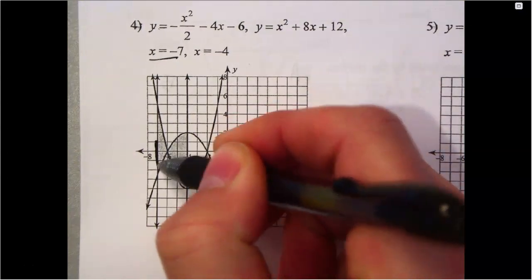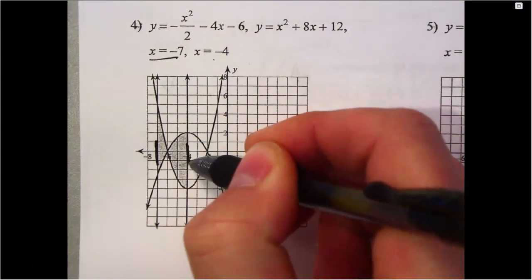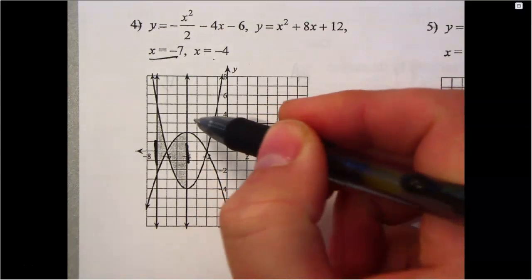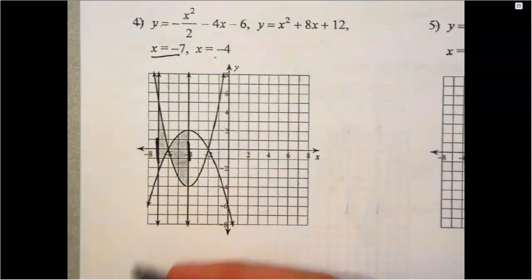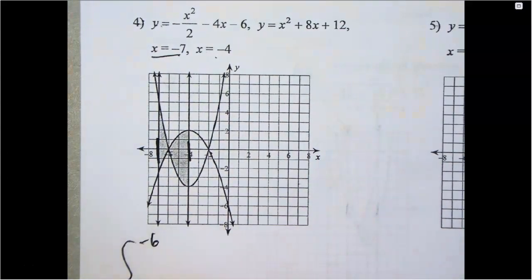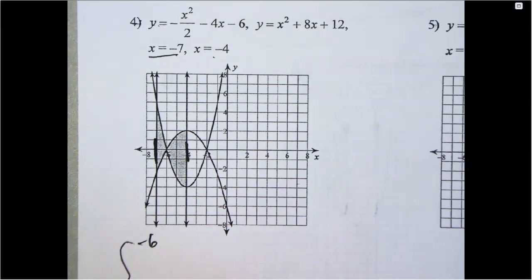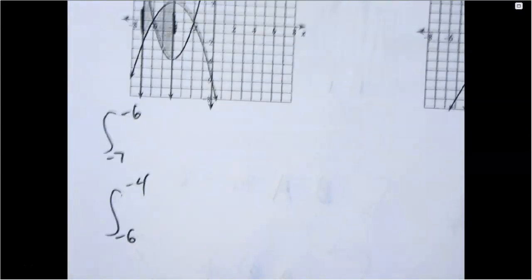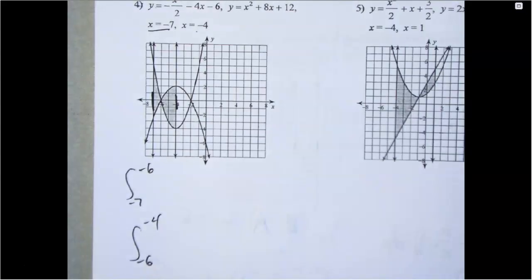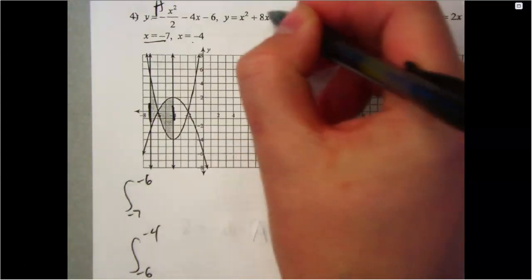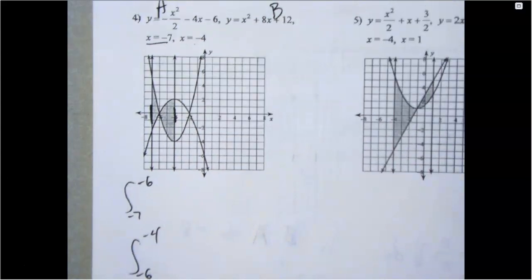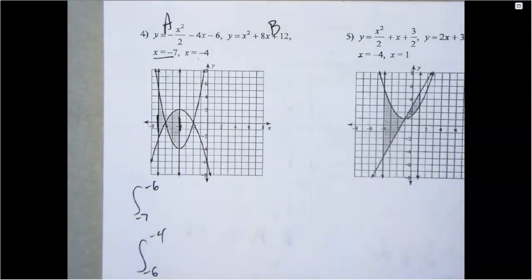So we've got -7 as the left hand bound. -4 is the right hand bound. But I've got an issue at -6 as an intersection, right? So I'm going to go -7 to -6, and I'm going to go -6 to -4. That sets up that part. And then I'm going to call this first one A and the second one B. And I'm thinking we can just look at these and figure out which is which.